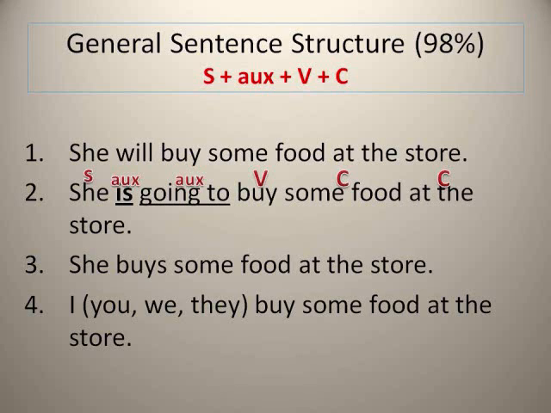Now, let's take a look at the next examples, number 3 and number 4. We're using the present tense. She buys some food at the store. I or you or we or they buy some food at the store.